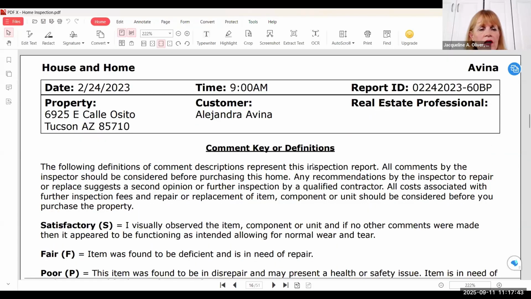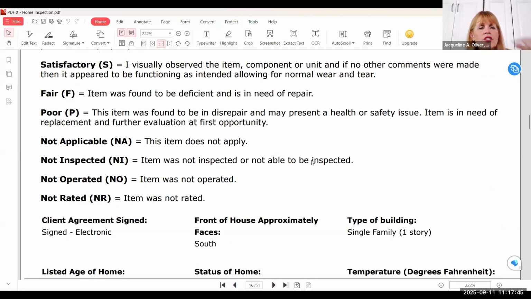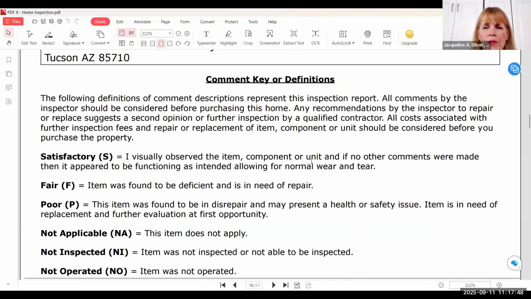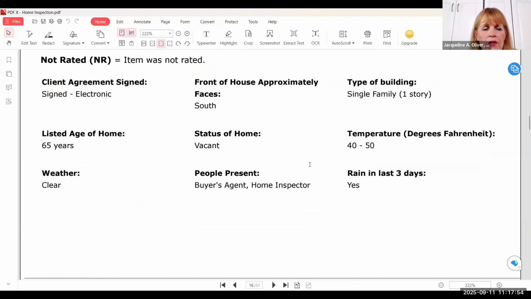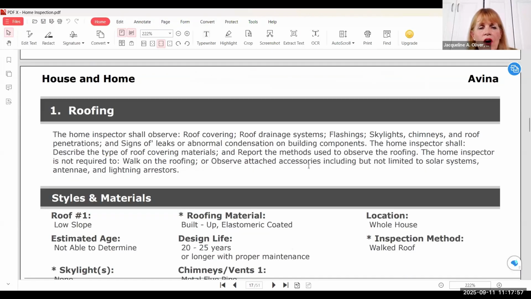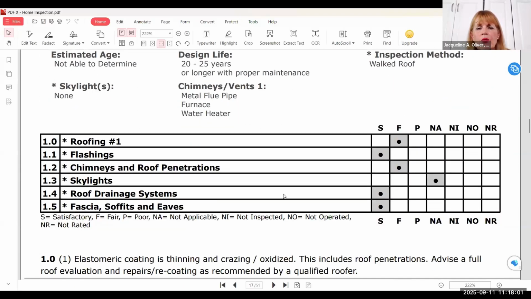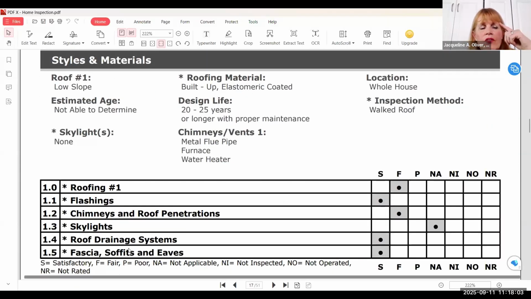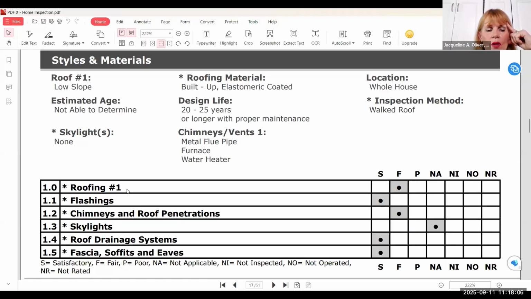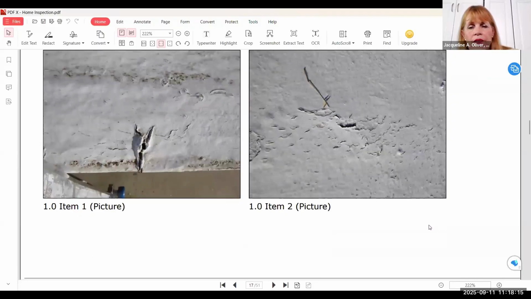Okay, moving right along. I want you to take note of this. I remember I was talking about the remarks that they would make: satisfactory, fair, poor, not applicable, etc. So they talk about all the different issues. They got roofing, the styles, and you will see here's a roofing grid, and you'll see how many: satisfactory, fair, poor, not applicable.